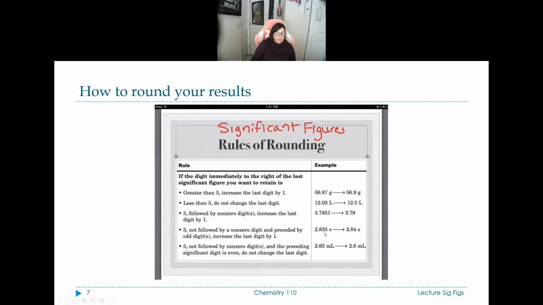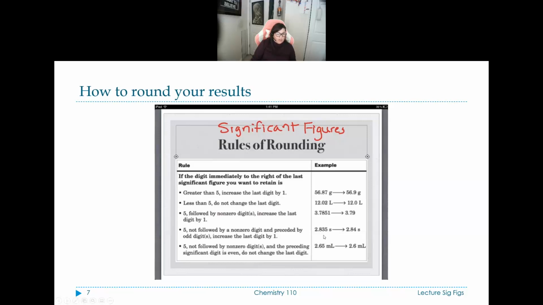Well, if there's nothing after that, the implication being that it's all zeros, we have to look at the number before it. So 2.835, we're talking about what does that 3 look like? And what I care about is, is 3 even or is 3 odd? If 3 is odd, then I will round up. So 2.84 is my result because I've rounded 3 up because of the 5 that's after it, and 5 and no zeros, okay? But that's all because it was a 3.